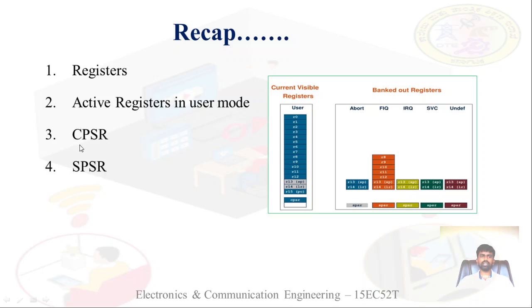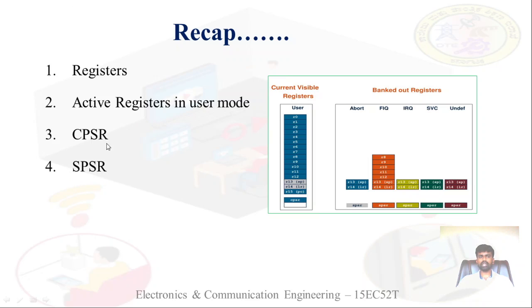Then we studied the CPSR, an important status register, that is the current program status register. In that we studied the bit structure of the CPSR and the different fields present in it. What are the different fields present in the CPSR? Because it's very important: extension, status, control field and flag field. Then we talked about another status register, that is SPSR, the saved program status register.